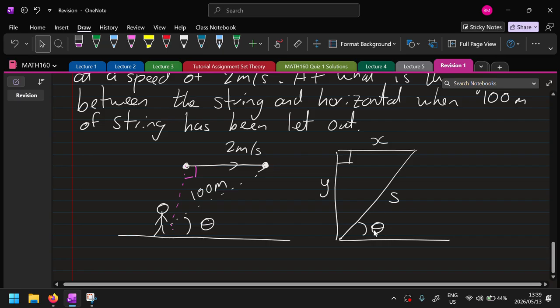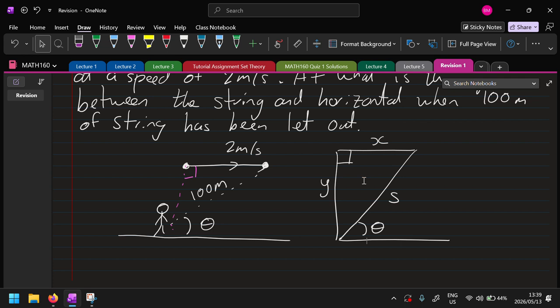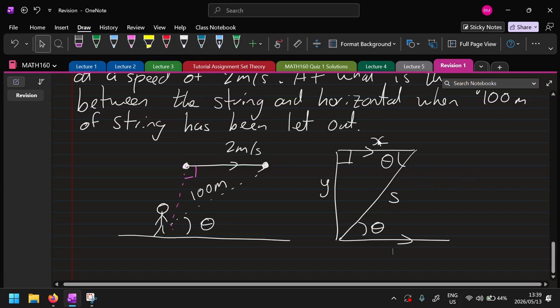So if this is theta over here, what other angle in our triangle is also theta? Top one. Good. Why? Because these are parallel, alternate angles. Okay, so that one's theta. So if we have x and y, we want the rate of change of theta. We can relate these now. What can we do to relate them? Tan, yeah.